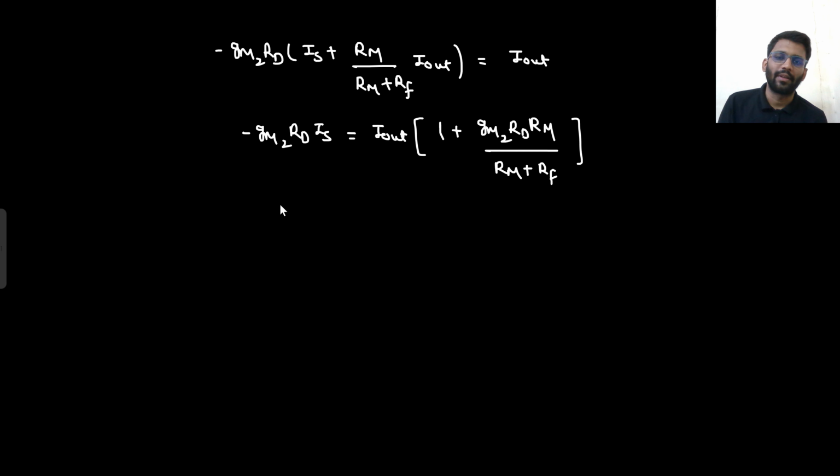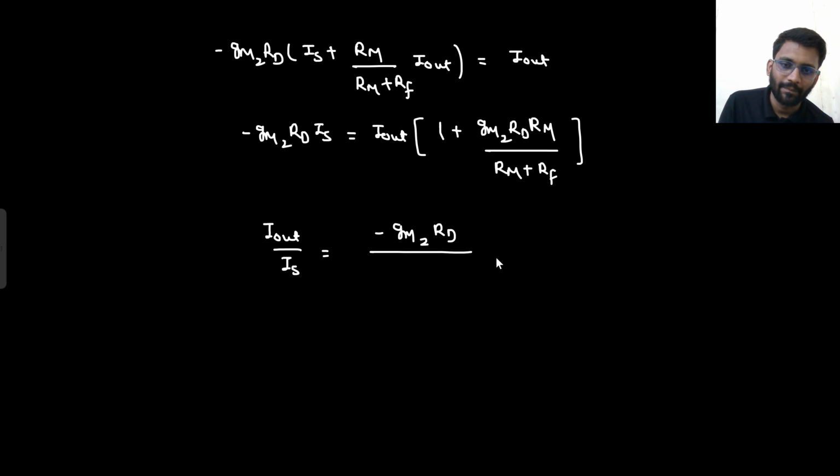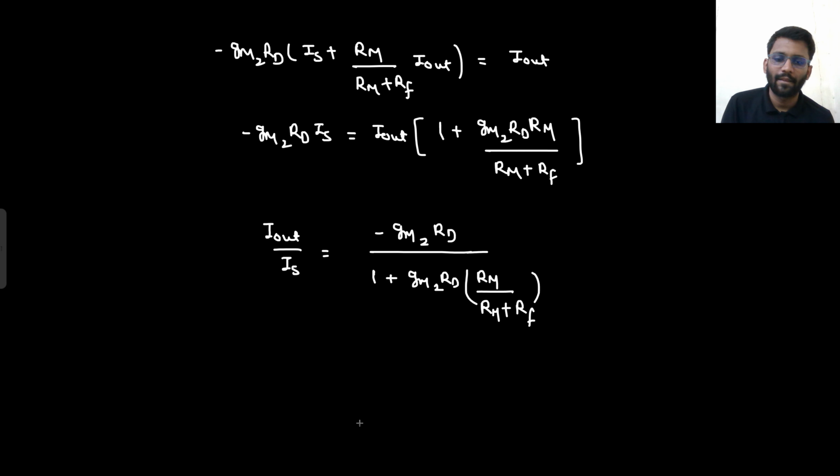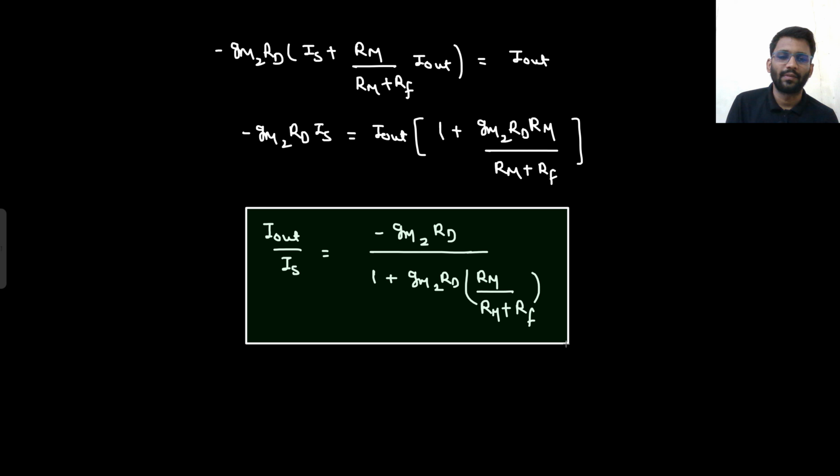What will be your I out by If? I out by Is, sorry. I out by Is would be minus Gm2 Rd divided by 1 plus Gm2 Rd into Rm upon Rm plus Rf. Say yes or no. Well and good, right?